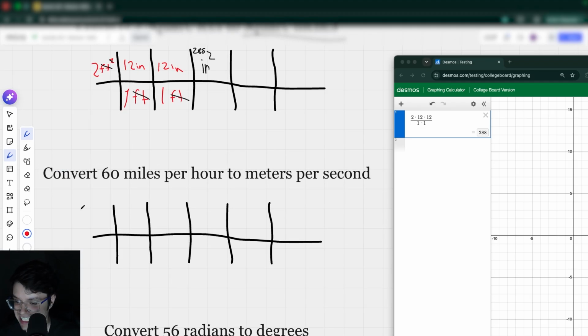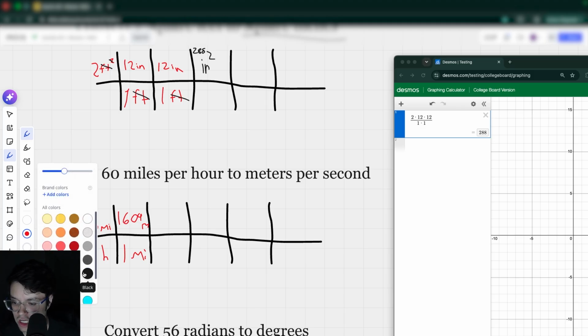All you do is just the exact same thing, except now you have something at the top and at the bottom. So I'd say miles per hour, so basically 60 miles per 1 hour. And then I do the rest of it for each unit. So miles to meters, I would put 1 mile down here. And then in case you did not know, there are 1609 meters in a mile. But again, this would be shown in a question if it asks you something like this. So you do not need to memorize that.